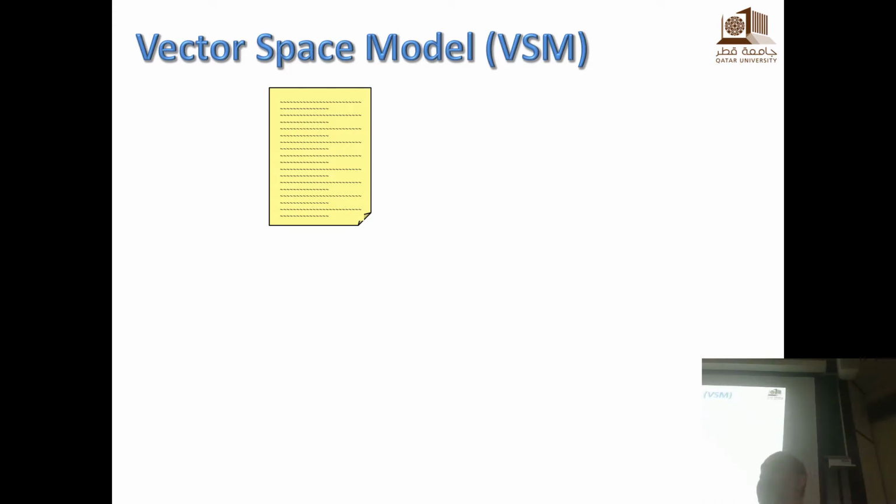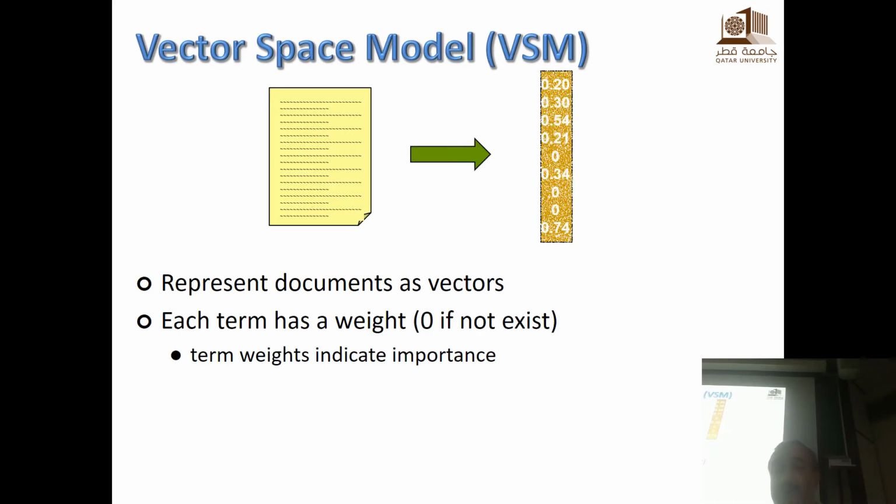In IR, or in document processing in general, we tend to represent documents as vectors. And that makes processing and computations a lot easier. So every document will be represented as a vector of numbers. Now what are these numbers? There will be a number for each term in the entire collection. Let's assume that for now, and let's say that we have 1 million unique terms in the collection. There will be a number for each term, and that number will be like a weight for that term.